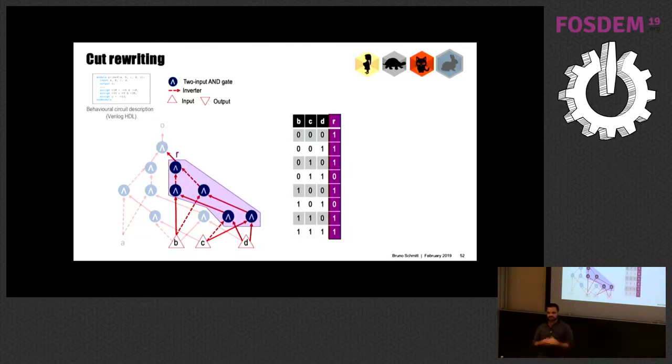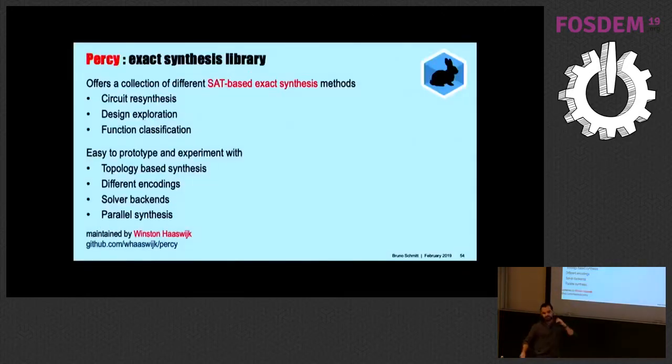And now we want to synthesize a new network that will implement the same function. To do so, we use exact synthesis, which, given a specification, in this case the truth table, will find an optimum Boolean network, where optimality is defined with respect to some cost function. For that, we use Percy, an exact synthesis library. It offers a collection of different SAT-solver-based exact synthesis methods for circuit resynthesis, design exploration, or function classification.